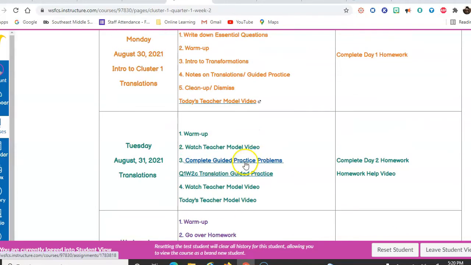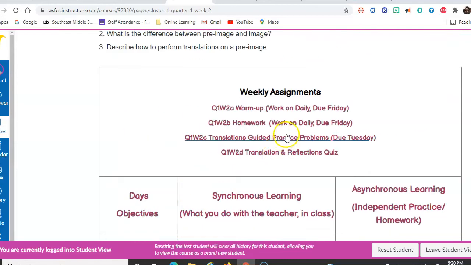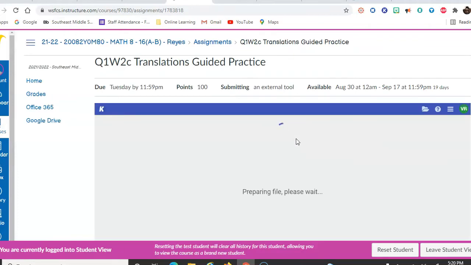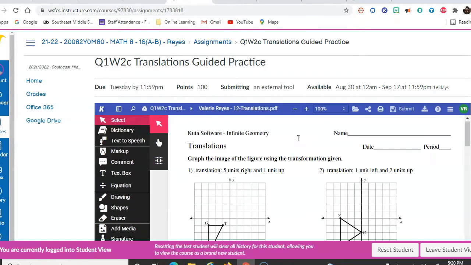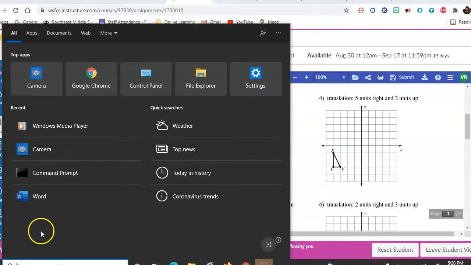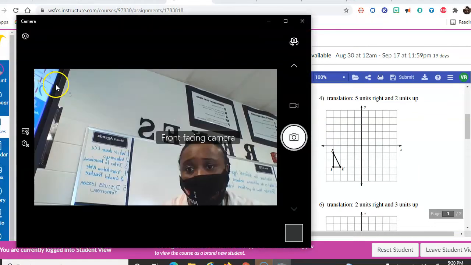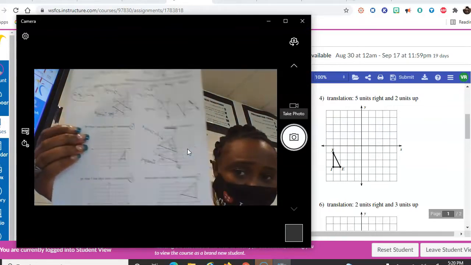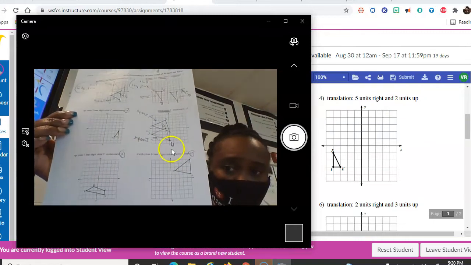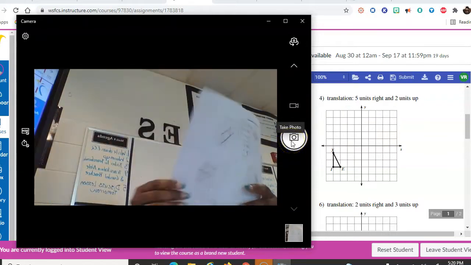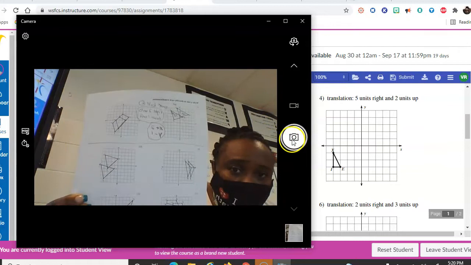Do you see where it says complete guided practice problems? You can go here, or it's at the top. It doesn't matter which one you click on. Whichever one you click on, this is going to show up. This is how you're going to submit. You're going to take pictures with your camera. Put it up close so we can see it. Make sure your hands aren't in the way. Take a picture of the back just like this. Make sure I can see the whole thing.